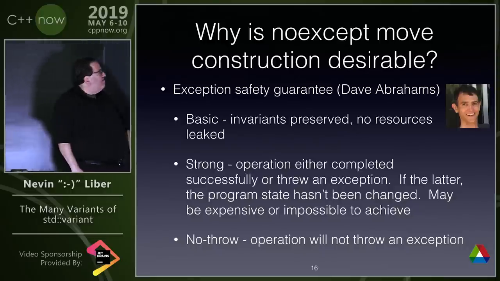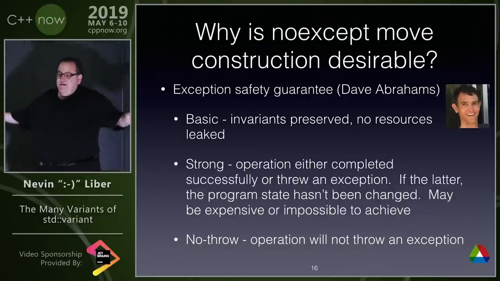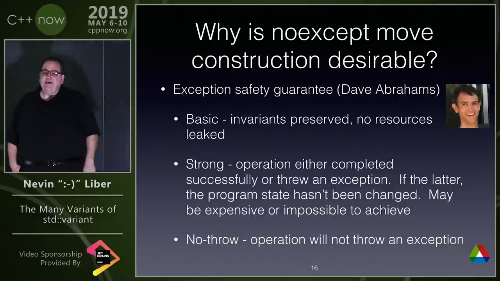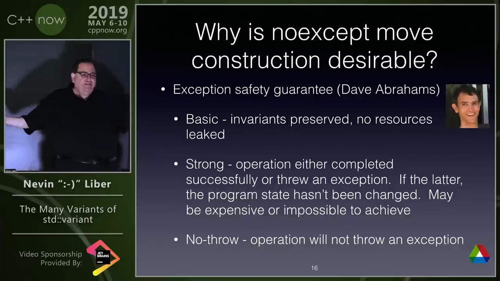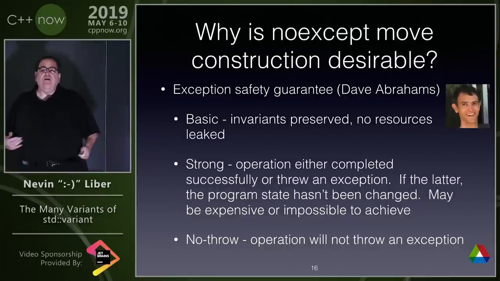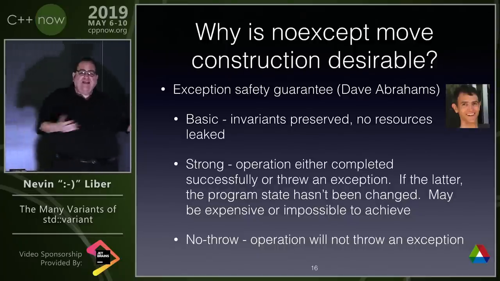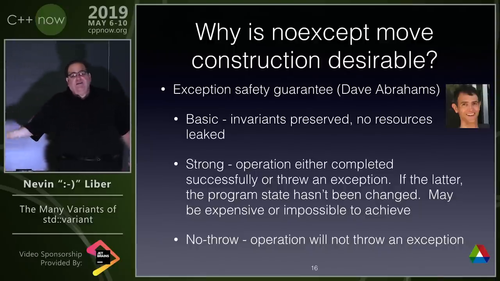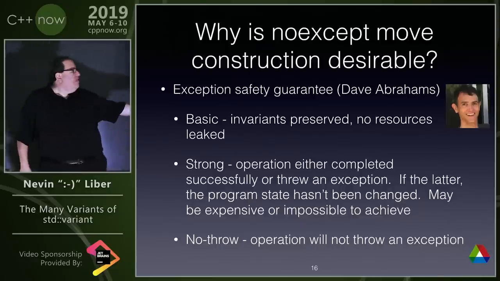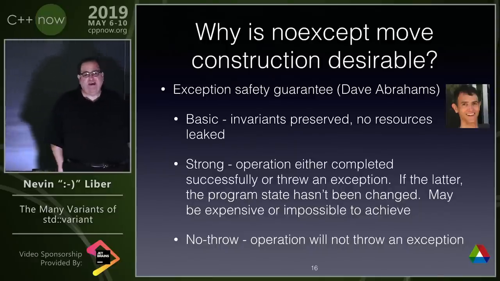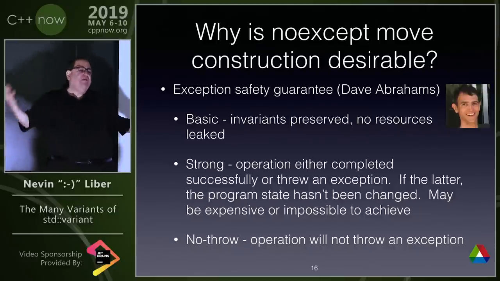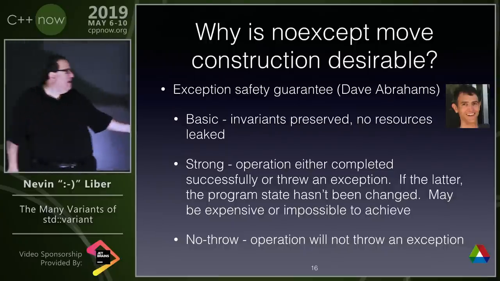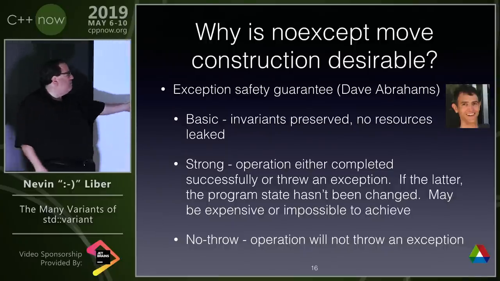So why do we want noexcept move construction? Dave Abrahams, founder of this conference, came up a long time ago with the exception safety guarantees. So there's basic, which means your invariants are going to hold no matter what, but you don't know exactly what state your object may be left in if the exception is thrown, other than that the invariants hold. So if you have things like preconditions, you may have to check them. Then there's strong, which basically is transactional semantics. Either the whole operation has succeeded, or it's left in the state it was in just before you started, when the exception was thrown. And some operations have to be no-throw, so we can build these kinds of things up.